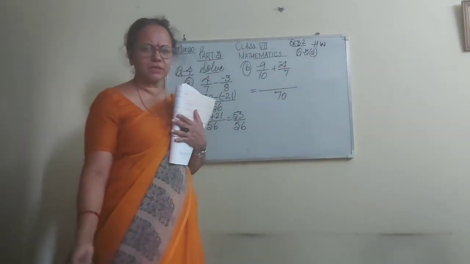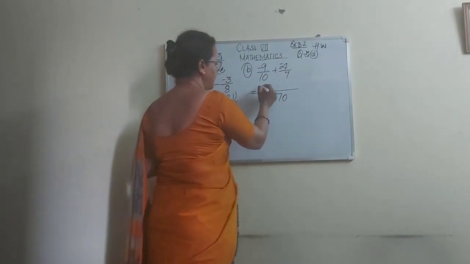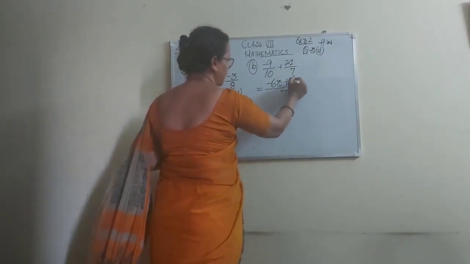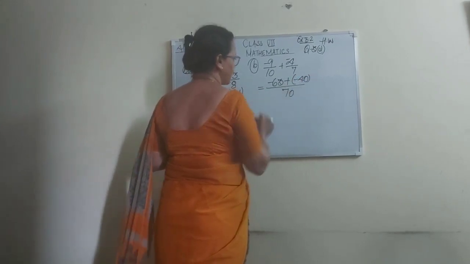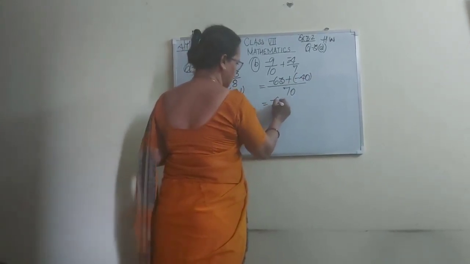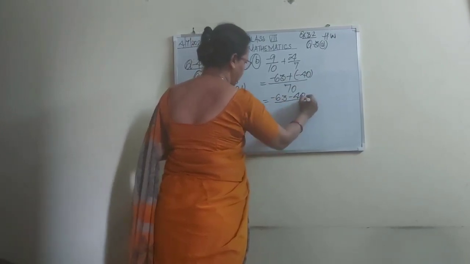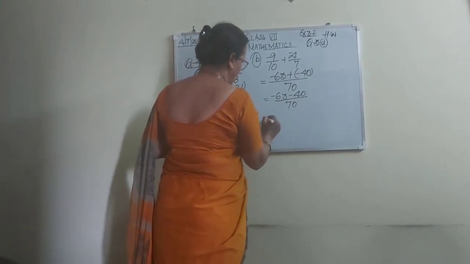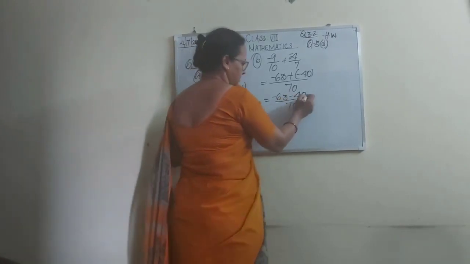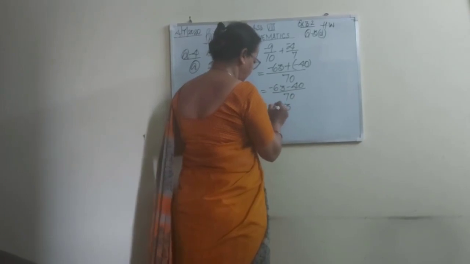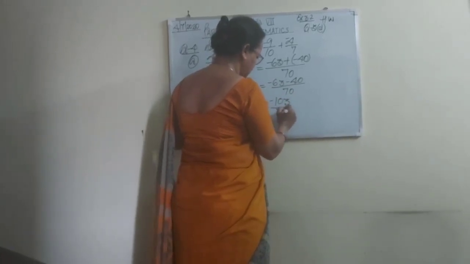So we can do the cross multiplication. 9 sevens are 63, minus 63, plus 10 fours are 40. This is negative, so minus 40. That's right. Minus 63 minus 40, plus, minus minus. That's why minus 40. This is 70. What will it be? Minus minus plus, 3 and 6, 4, 10. Minus 103 by 70.